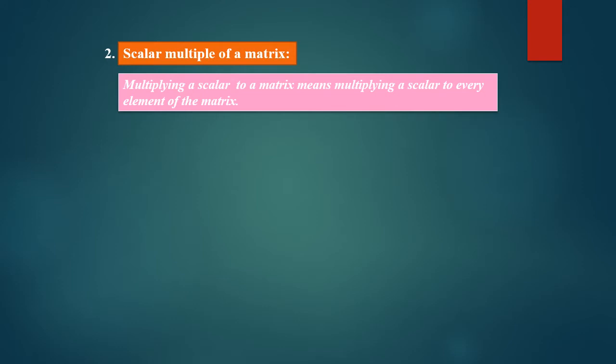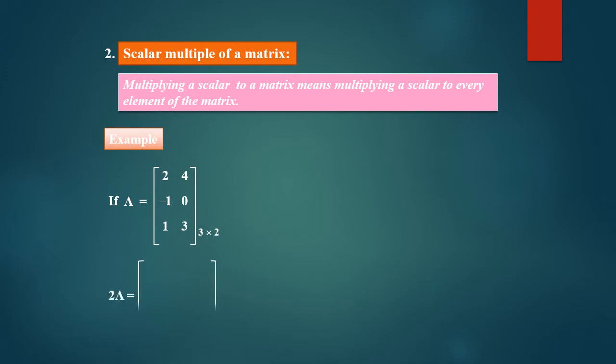Second concept, scalar multiple of a matrix. Multiplying a scalar to a matrix means multiplying a scalar to every element of the matrix. Example, if matrix A equal to 2, 4, minus 1, 0, 1, 3, order of this is 3 cross 2.